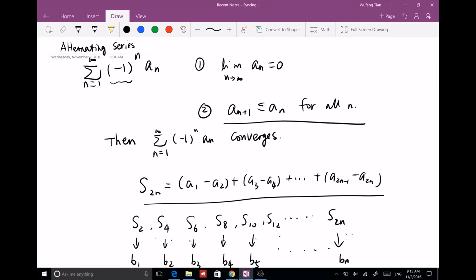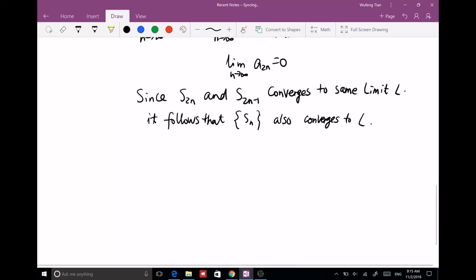That's how we prove that the alternating series converges if the limit of the nth term equals 0. The second condition: a_n is decreasing, so a_n is bigger than or equal to a_{n+1}. So let's look at the next example. How do I apply it?